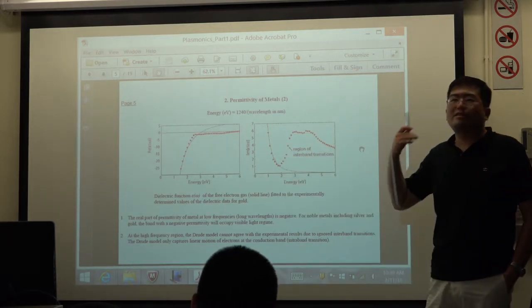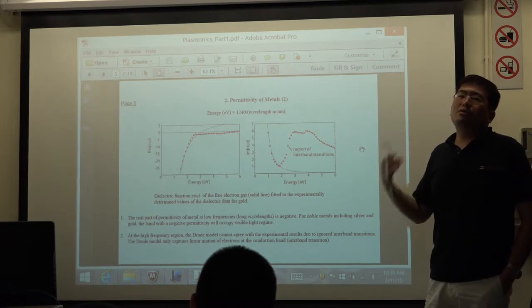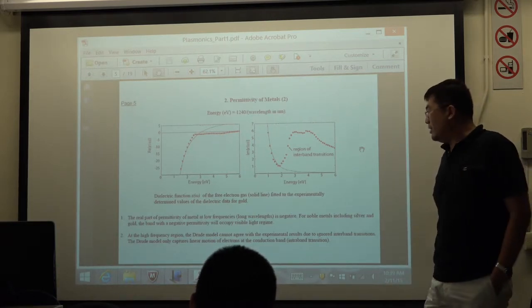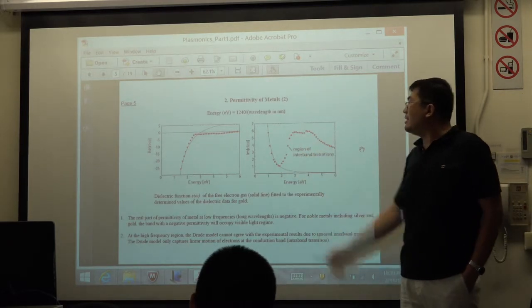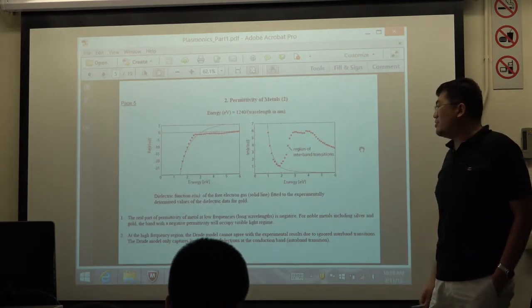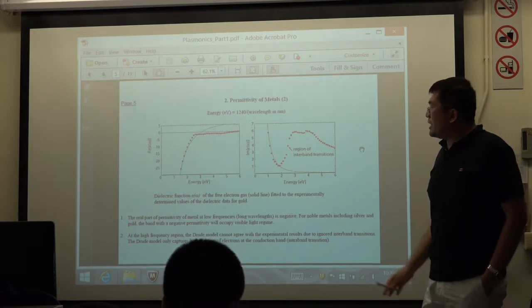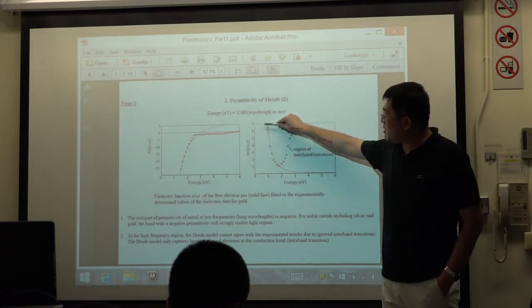Then you can think about this. Which kind of feelings you are loose, you cannot capture. So this part is called interband transition. The correct part, this is called intraband transition.